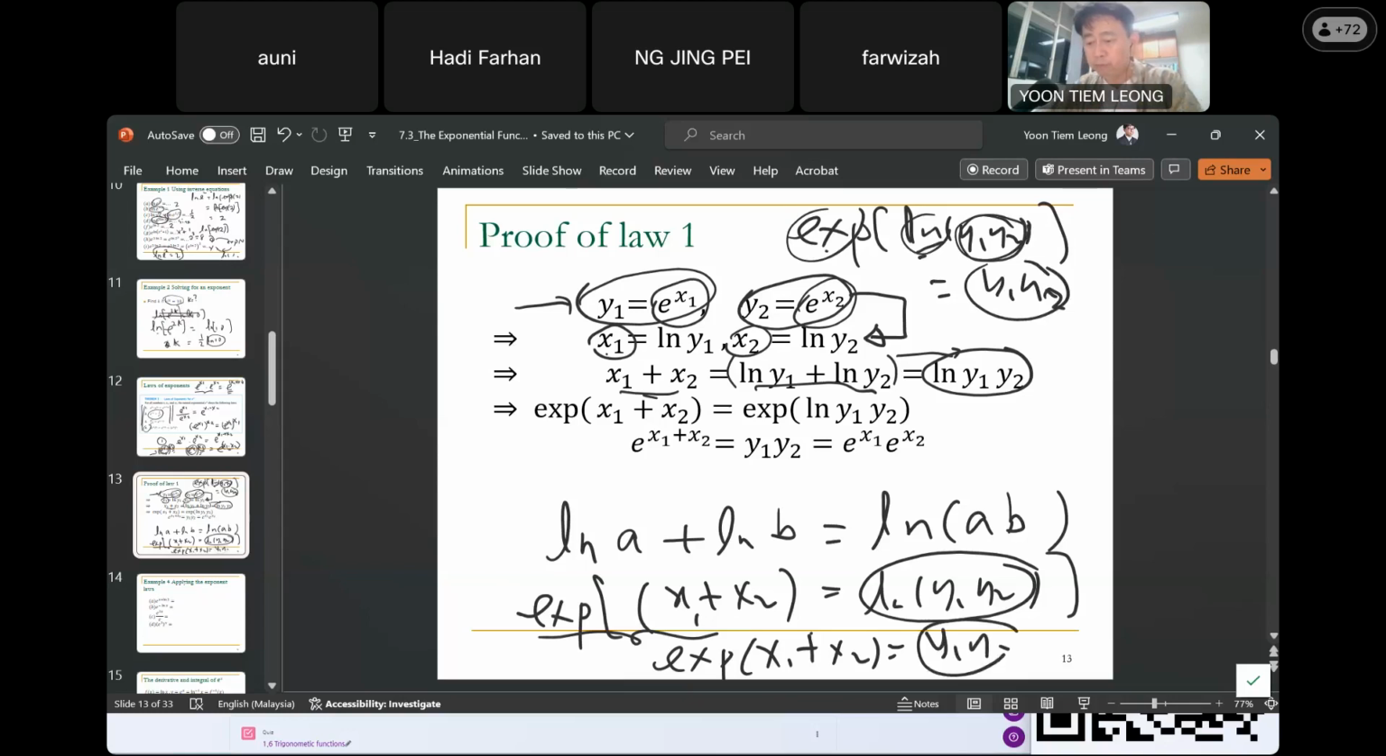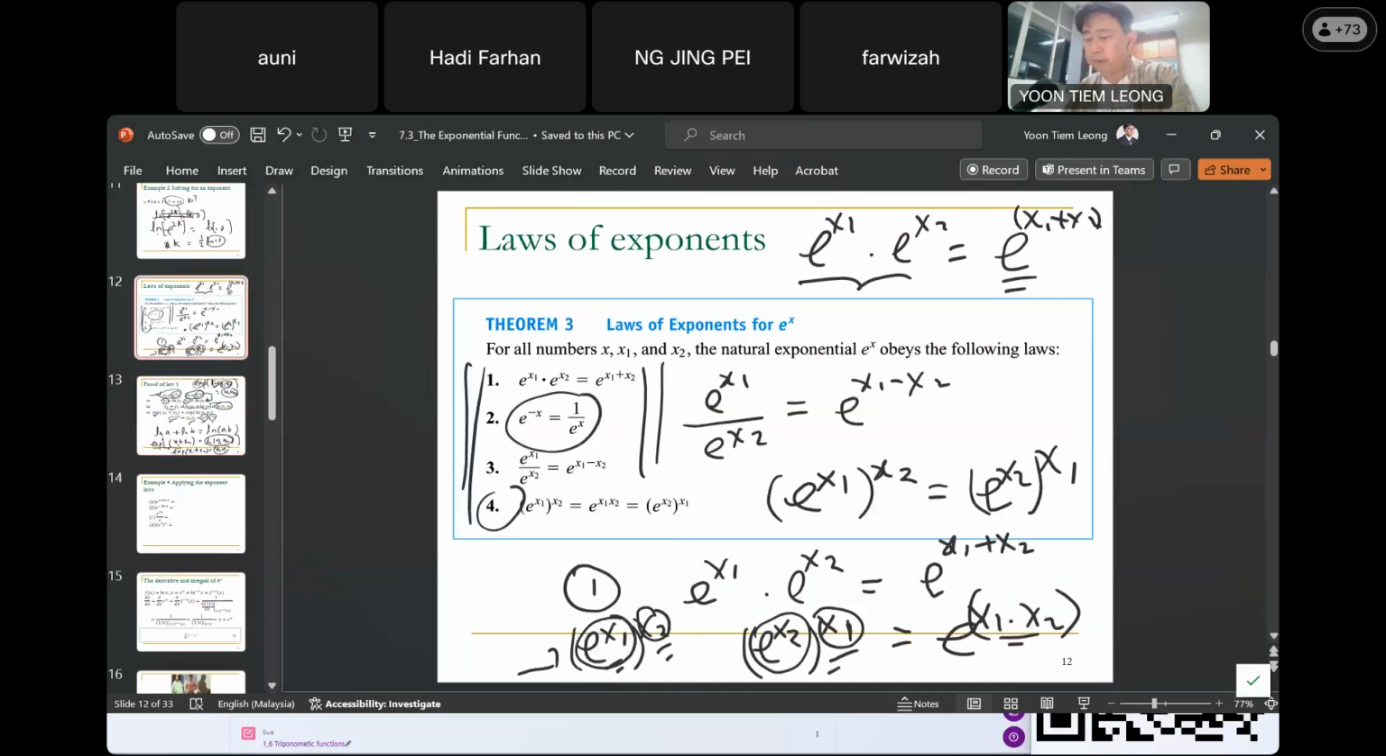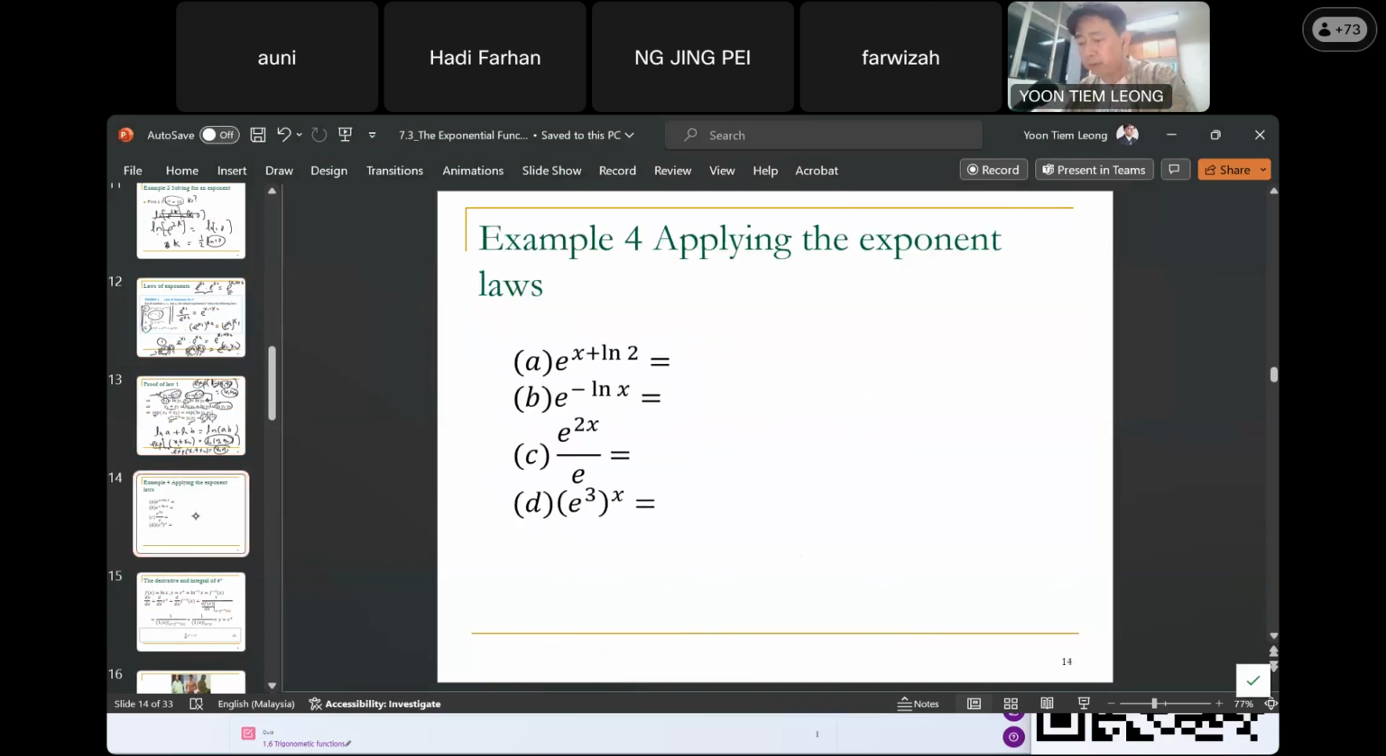So this is y1 y2, and when you write it down, y1 is just this one, y2 is just this one. Therefore, you prove that e raised to the power of x1 plus x2, which is the exponent of x1 plus x2, is simply equal to the product of e power x1 and e power x2. Okay, so that's how you prove the first law of exponents, theorem number 1.